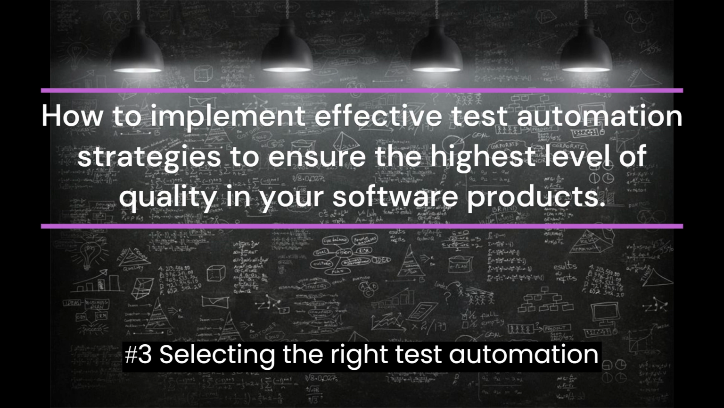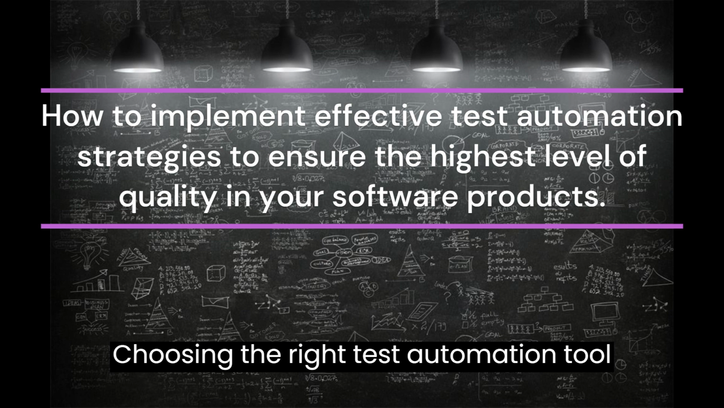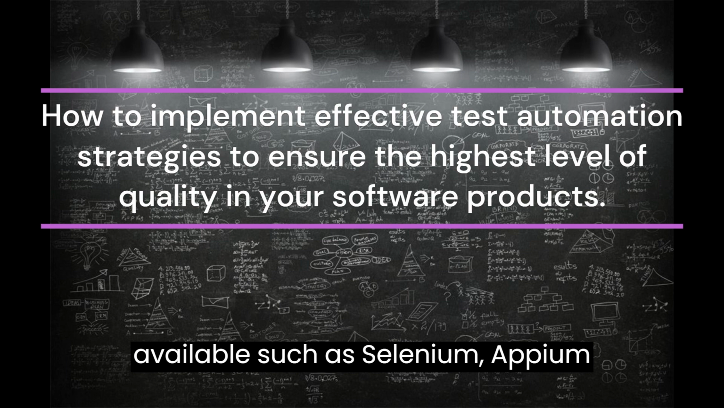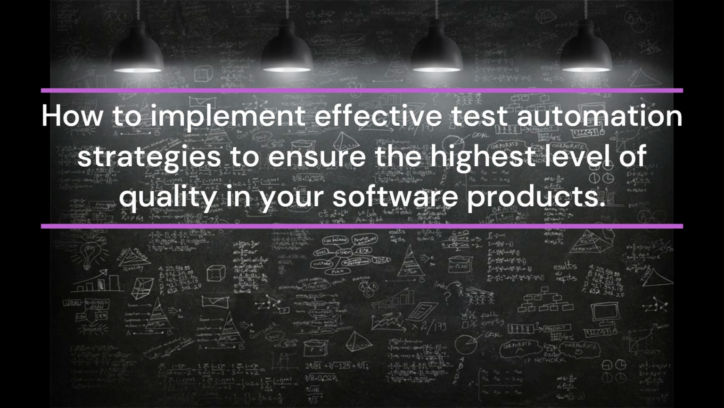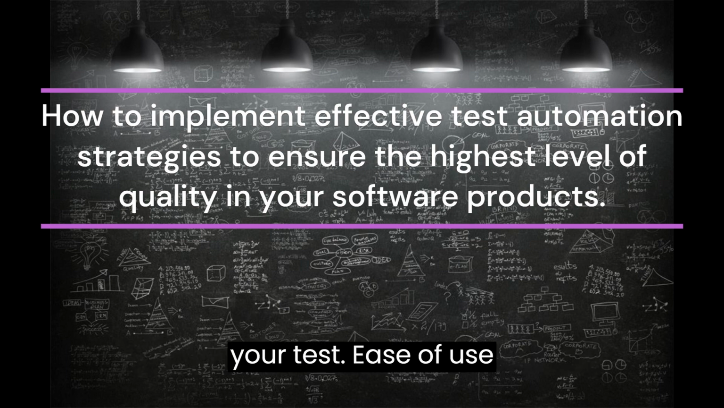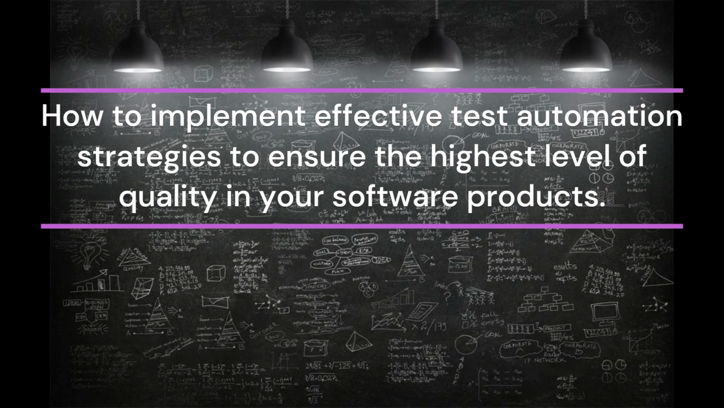Number 3. Selecting the right test automation tools. Choosing the right test automation tool is crucial. There are various options available such as Selenium, Appium, and JUnit, among others. Consider factors like compatibility with your tech stack, ease of use, and community support when making your decision.